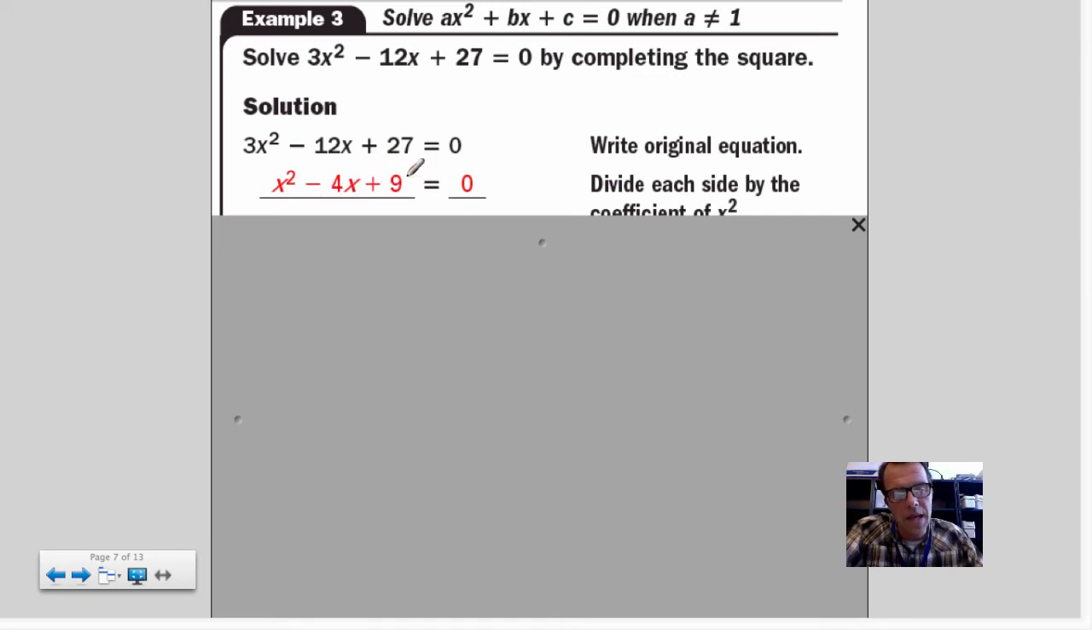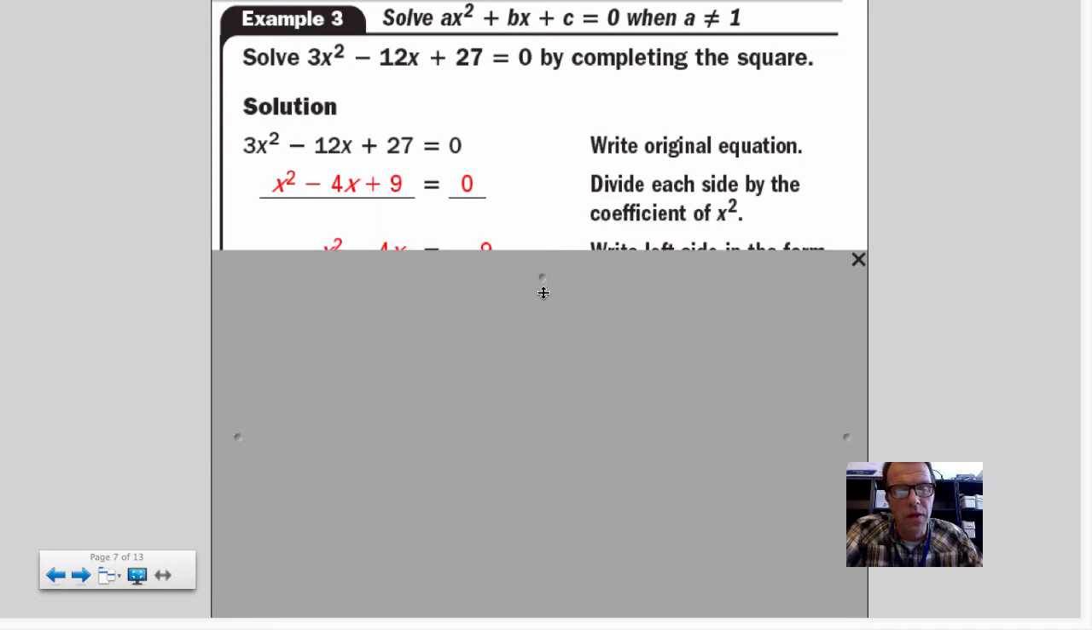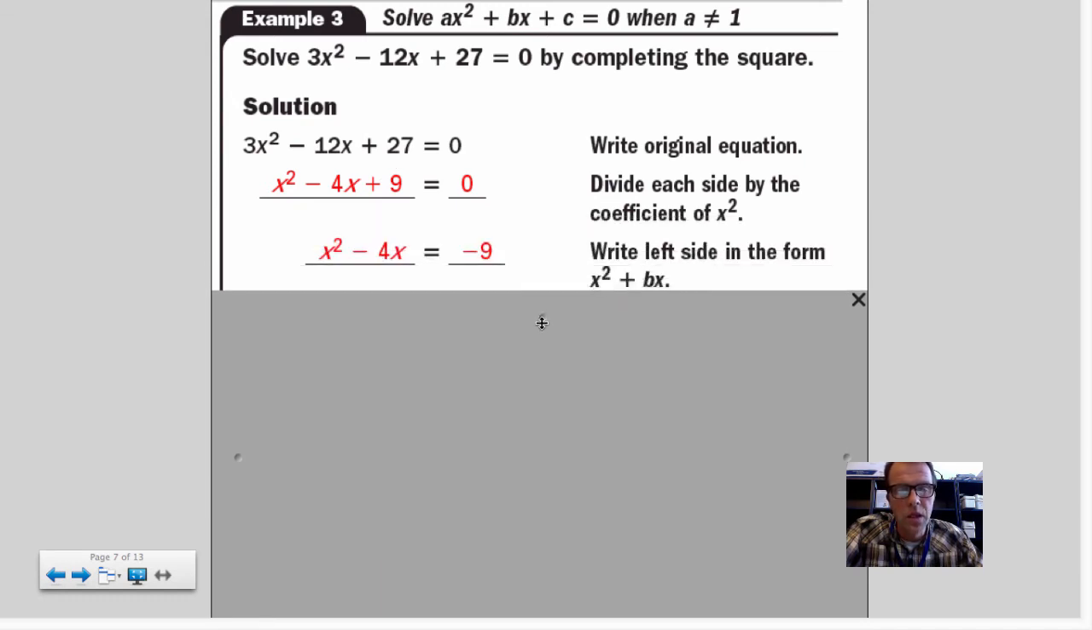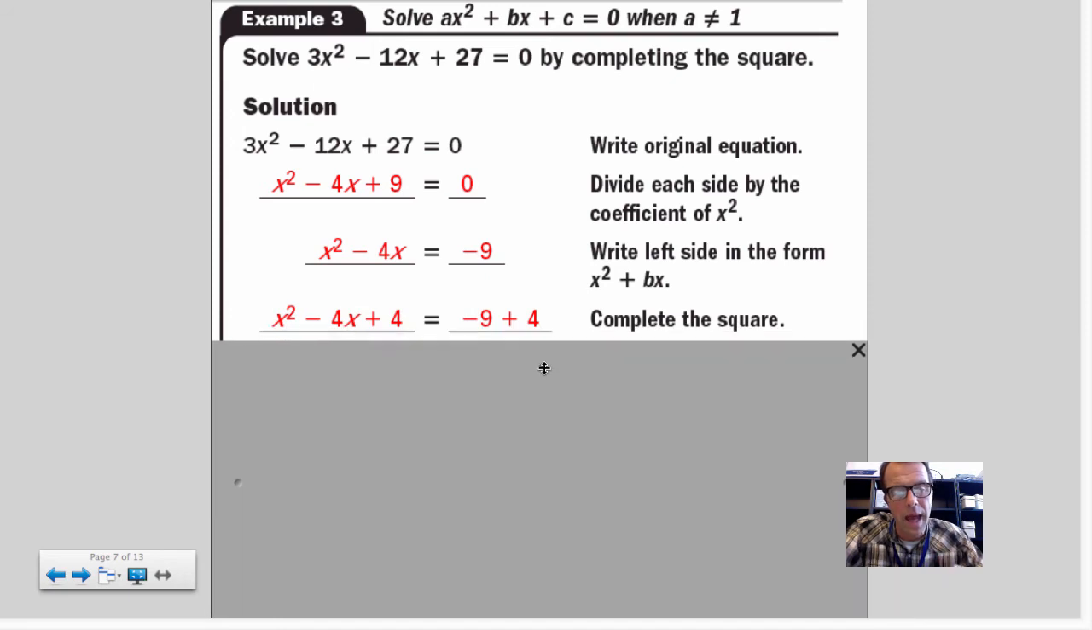Now again, this 9 is a hindrance, so I'm going to move it to the other side of the equation, right? And now I kind of focus in on this negative 4. Half of negative 4 is negative 2. I square negative 2, I get 4. So I need to add 4 and make sure, again, here it is. We're adding 4 to this side. If we do it to one side of the equation, we must add to the other side of the equation.